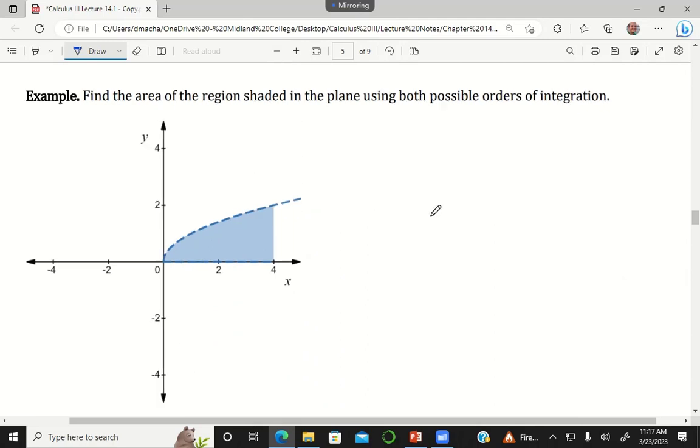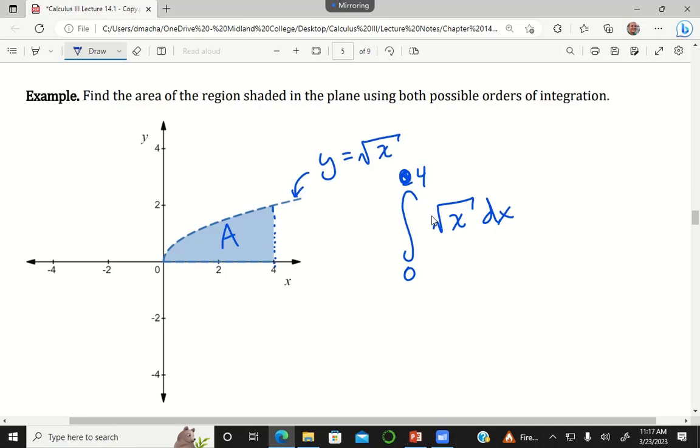So, new example. What if I want to find this area? So there's the easy Calculus 1 way of finding this area. You say, okay, this curve is y equals square root of x. And so the straightforward Calculus 1 way of doing things would say, let me just take the integral from 0 to 4 of square root x dx, and that would give you the right area.